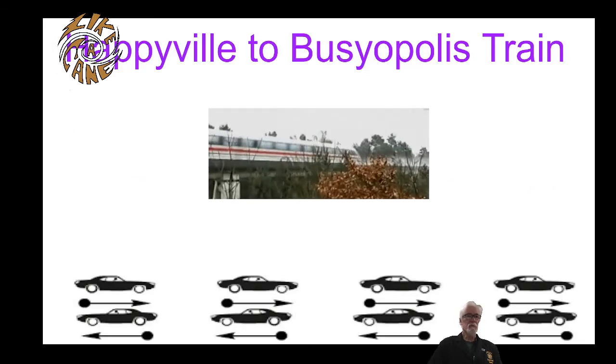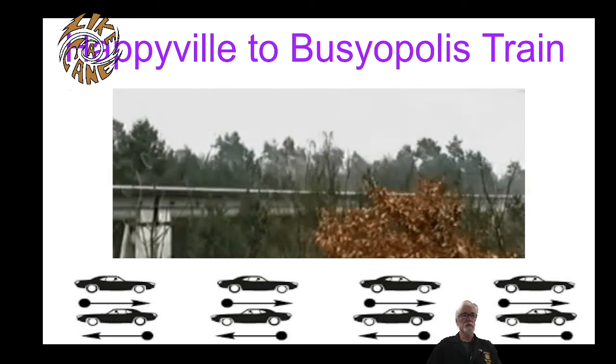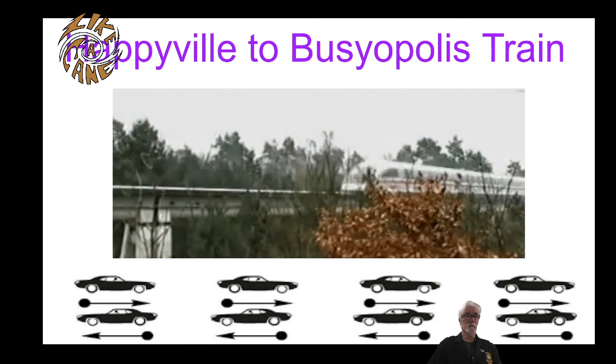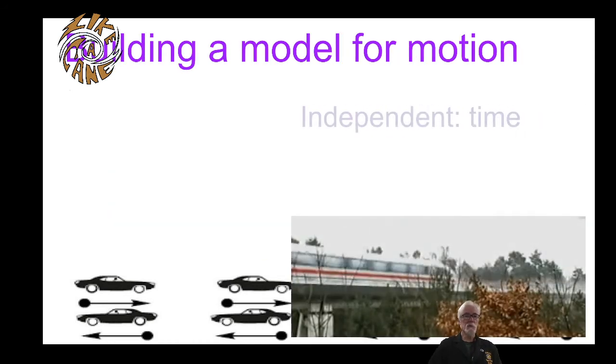Imagine a fancy elevated high-speed commuter train that moves between two fictional cities, Happyville and Busytropolis. There are many different ways that this motion could be described. If you've been in a physics class for a while, you've probably figured out that the one scientists will be most interested in will probably involve measurement data. So here's a possible experiment to create some data.